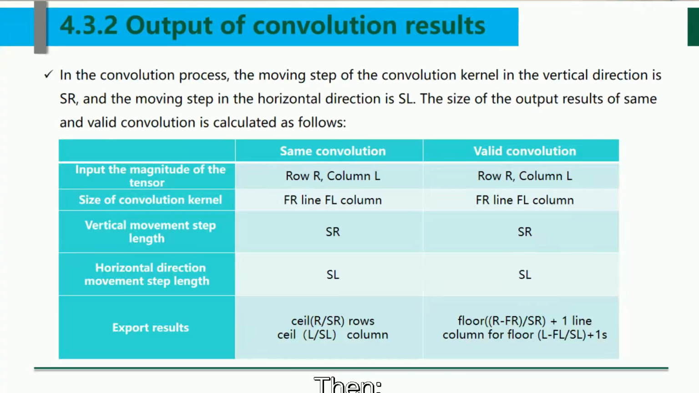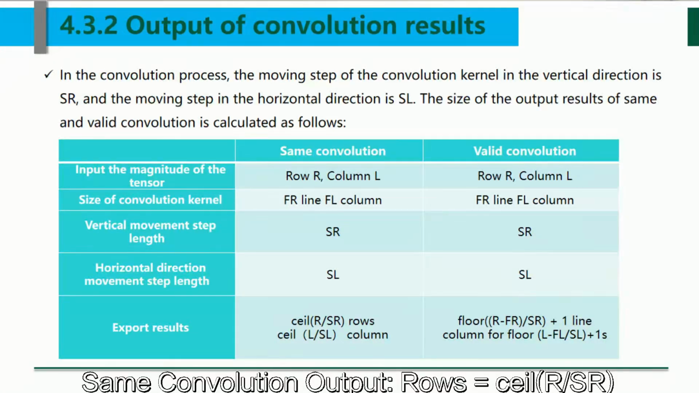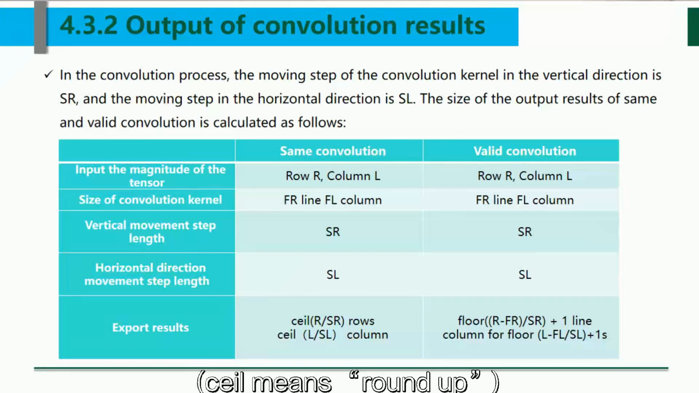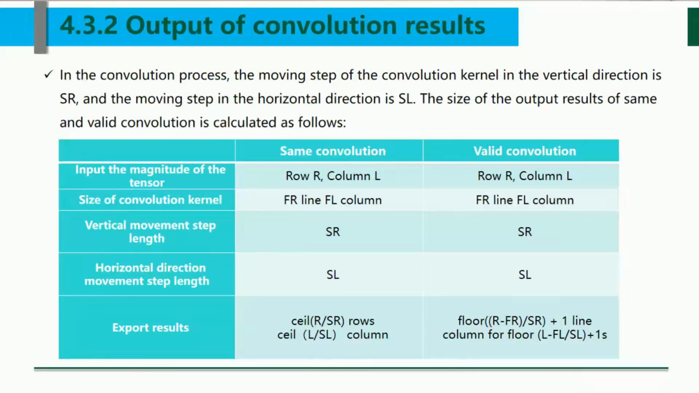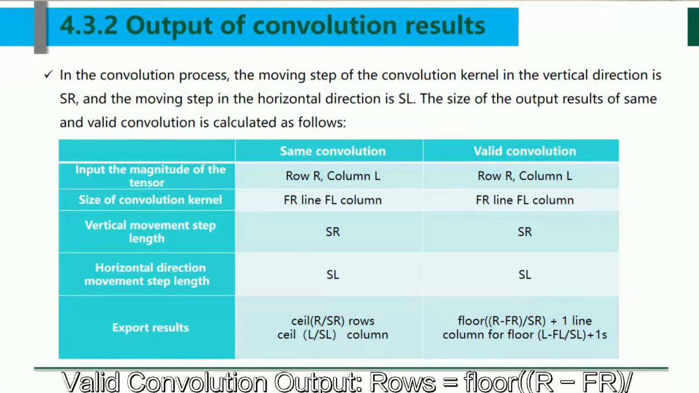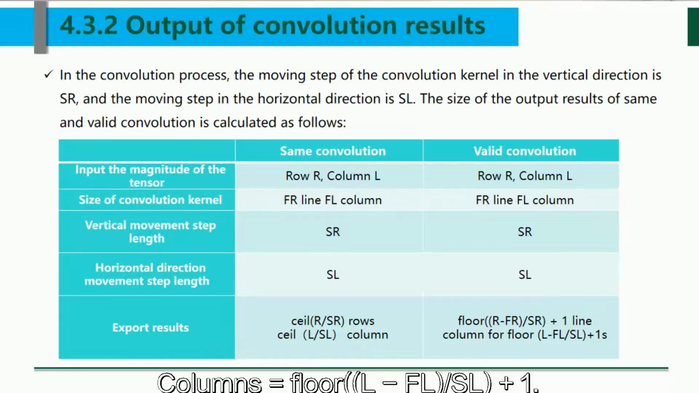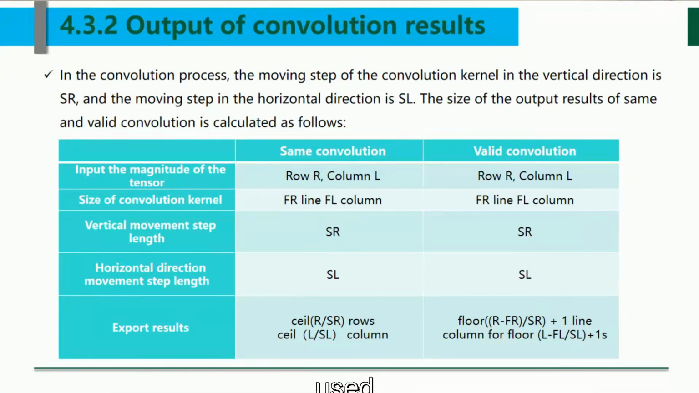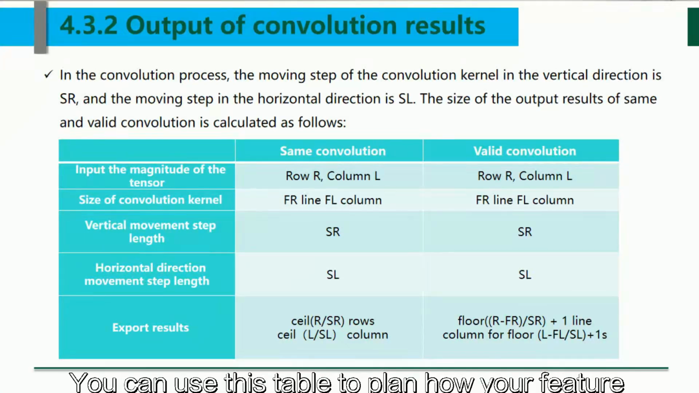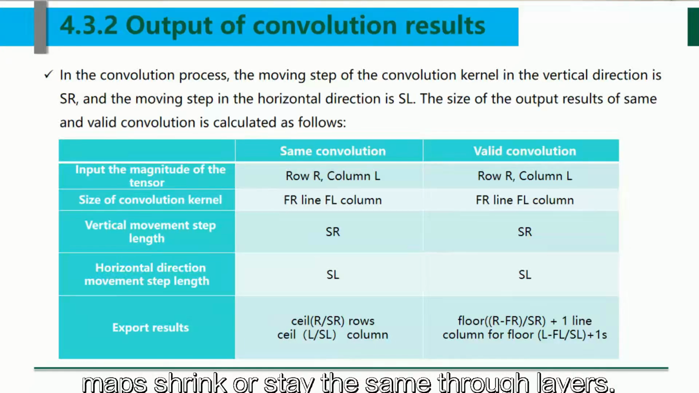Then, same convolution output: rows equals ceil(R / SR), where ceil means round up; columns equals ceil(L / SL), round up. This ensures output size matches input. Valid convolution output: rows equals floor((R - FR) / SR) + 1, where floor means round down; columns equals floor((L - FL) / SL) + 1. This is the size when only full coverage is used. You can use this table to plan how your feature maps shrink or stay the same through layers.